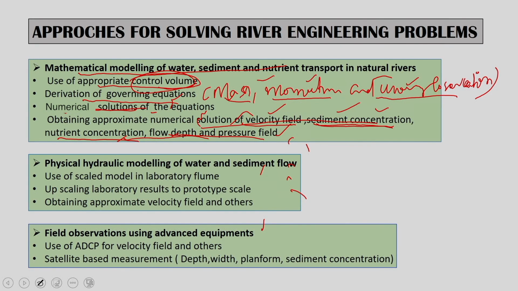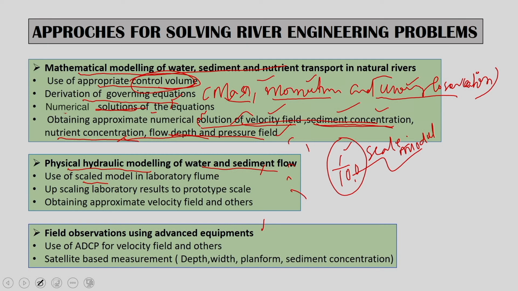Many times we also go for physical models for water and sediment transport. I will show some photographs later on. We can have scale models, that means you can make a 1:100 scale model, and we can solve these problems. So the scale is 1:100: 100 units of the prototype represent 1 unit of the scale model. That is how you can use a scale model in the laboratory.